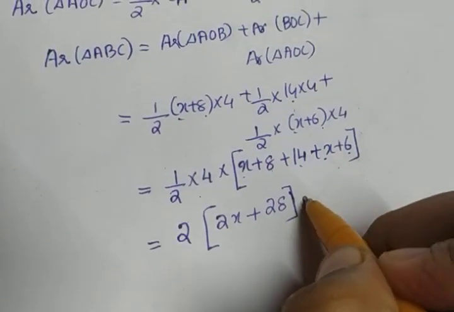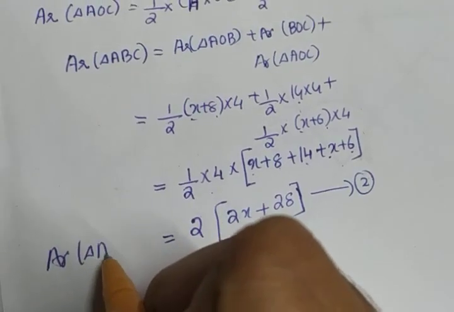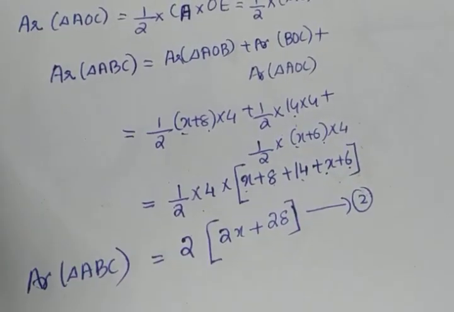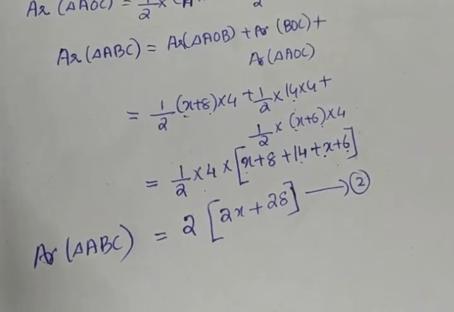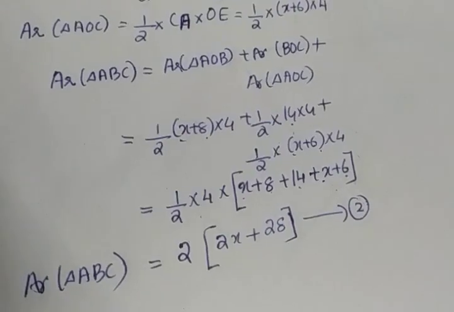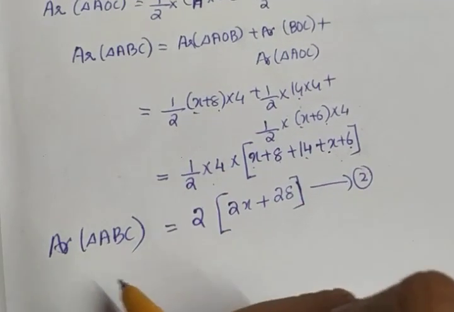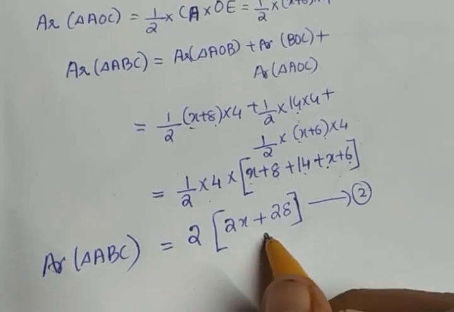Okay. So let this be equation number 2. We got the area of triangle ABC again. In the first equation also we got an area for the same triangle. In the second equation also we got an area for triangle ABC. A triangle cannot have two different areas. So that implies the area found in equation number 1 and the area which we got in equation number 2 must be equal.